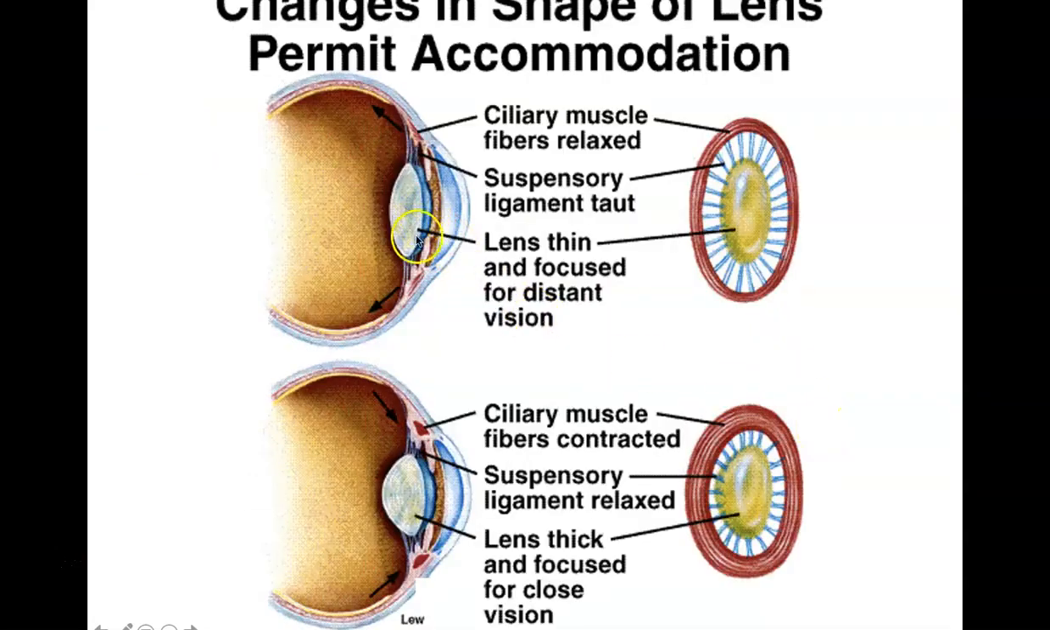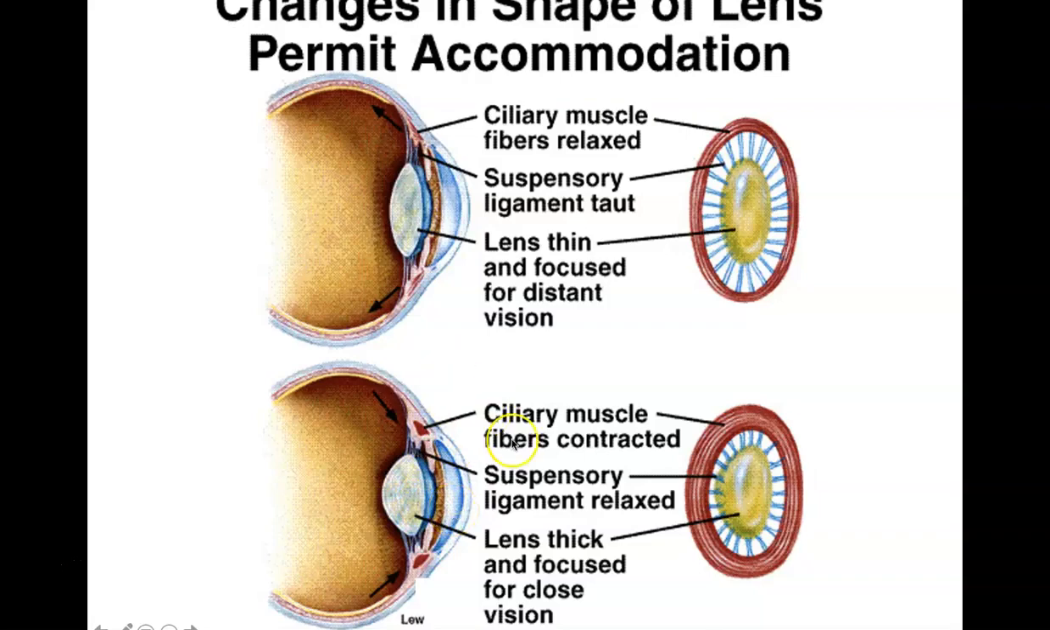Okay. And the lens's job is to change in shape to permit accommodation. So you're able to see things at different distances because your lens is going to change. So the lens is suspended there in the middle by these suspensory ligaments. When those ligaments are taut, the lens is thin and you focus for distance vision. When those suspensory ligaments are relaxed and you're instead contracting the ciliary muscle fibers, now you have a nice thick lens and that helps you focus up close.